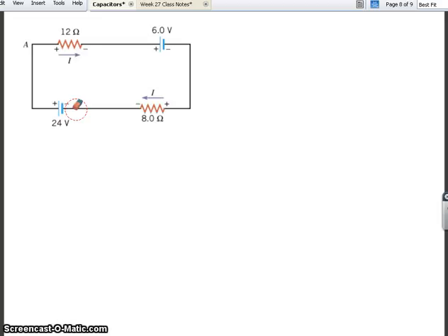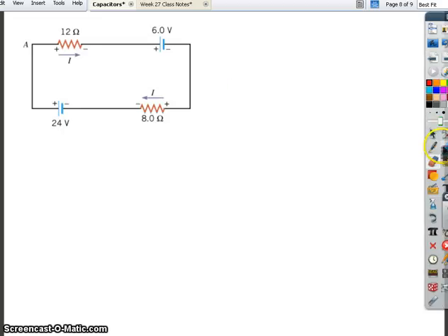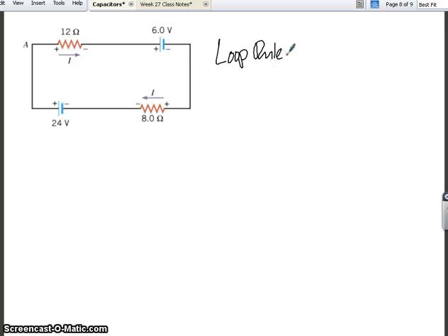So we're going to use the loop rule. Around any closed circuit loop, the potential drops equal the potential rises. I'm going to call this positive and negative right here, and I'm just going to say that the current is going in this clockwise direction. Because I'm saying it's clockwise, I'm going to put these positive and negative signs on these resistors, because the current always goes from positive to negative.